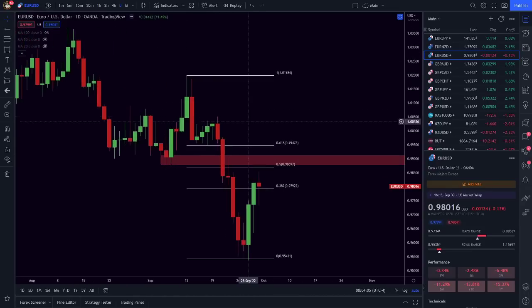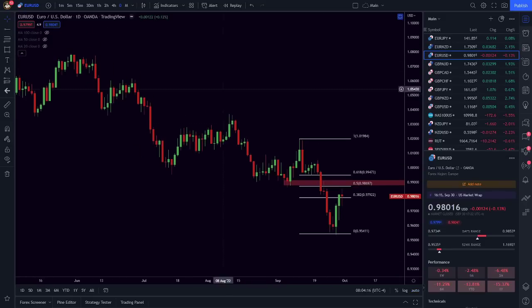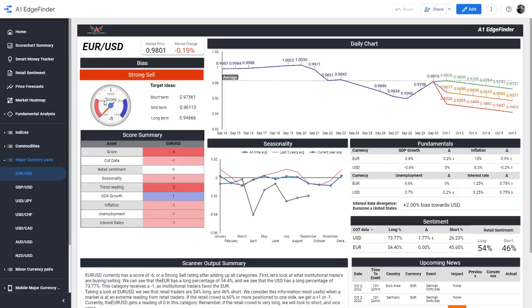A beautiful daily chart level off of the 50% retracement. If price pops up into this area, you've got a nice little look left. You have structure, right? You have the 50% retracement, and the trend is definitely on your side with the daily chart there as well. And then also of course, the Edge Finder looks pretty good.